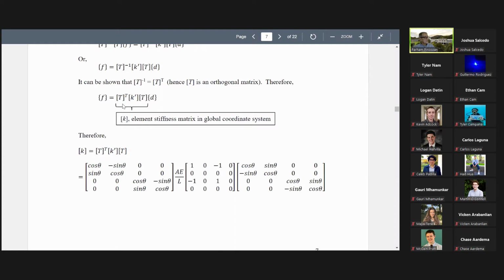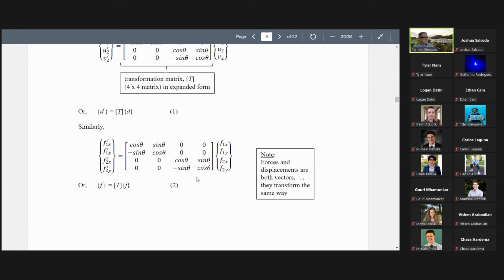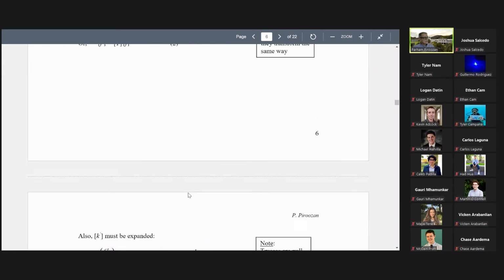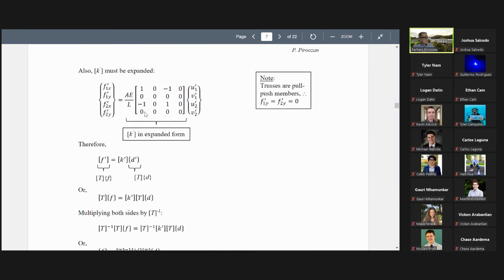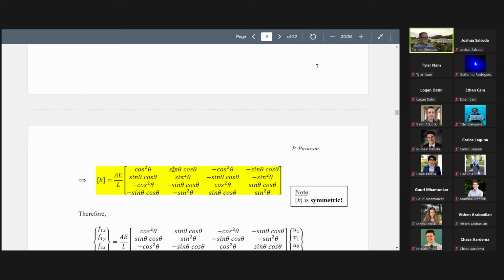This K is equal to T transpose. We already know T. This is T. This is T transpose of this one. T transpose times K prime. This is K prime, times another T. Multiply these three matrices: this is T transpose, this is K prime, this is T. We get this one. That is what we wanted to derive.